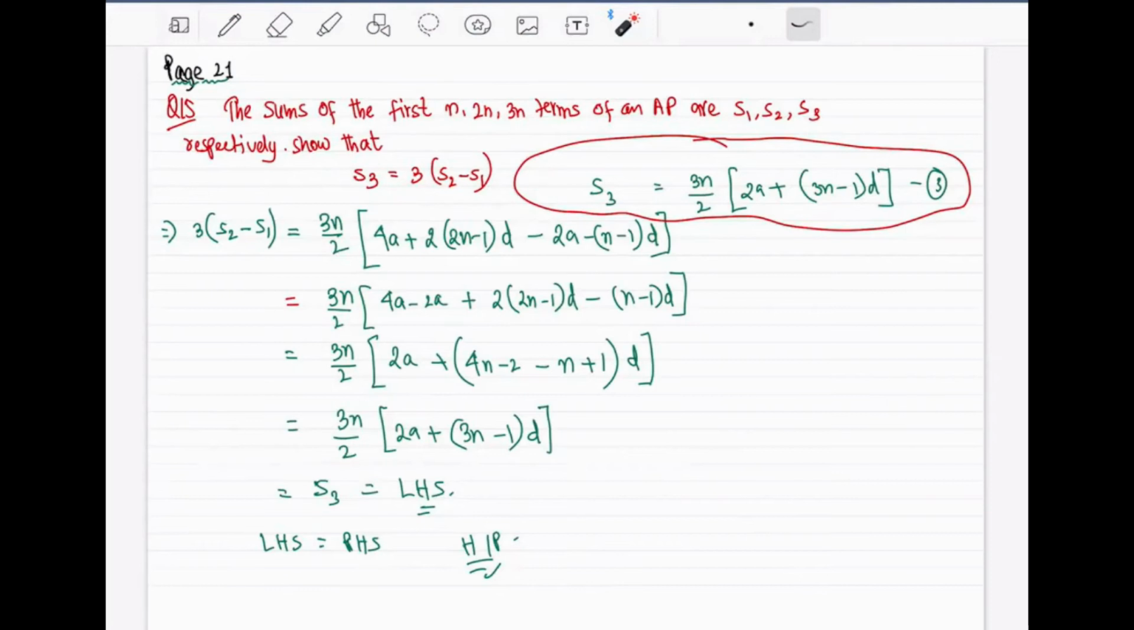You can start from the left hand side also. Left hand side is okay. You can start, but you have to be a little bit constructive in there. So better not to do from the left hand side. Better start from the right hand side. You have to just subtract S2 and S1, multiply it by 3. That's easier. Okay, now let's see the next question.